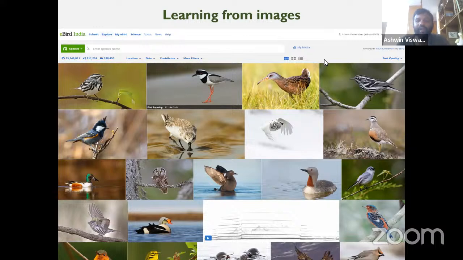Photos from eBird at the moment cannot be used without restrictions. It's copyrighted to the photographer. But hopefully, maybe in a year or two, there will be a change where you can license your photos. On iNaturalist, you can already license your photos.